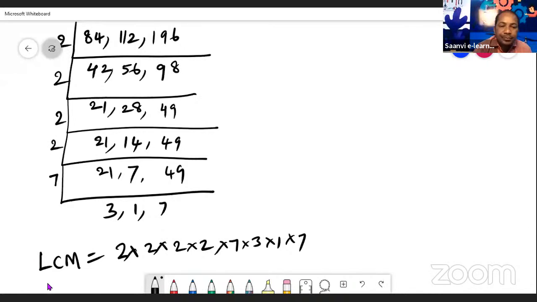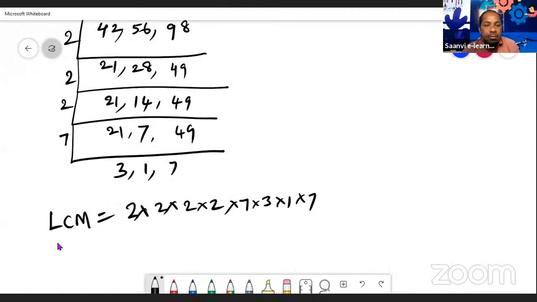Now multiply them all. So when you multiply them, what answer do you get? Whatever answer you get, write that answer. Okay, children. So this is the division method for finding LCM. Same process, but there we take only a single number, but here we take all together. Now tell the answer, what LCM we get. You multiply and say the answer what we get.